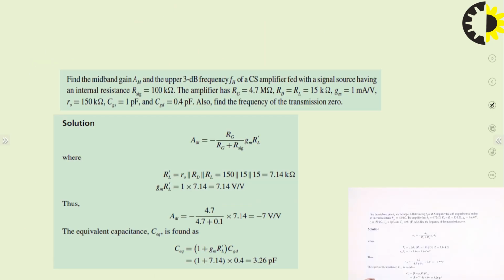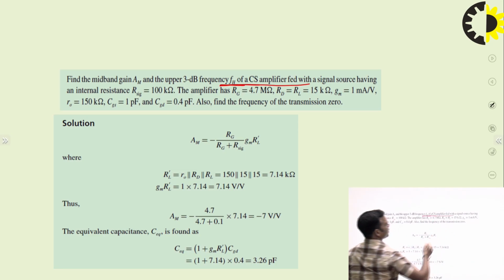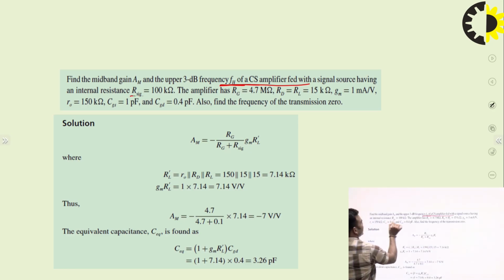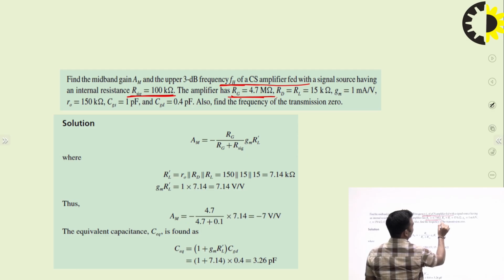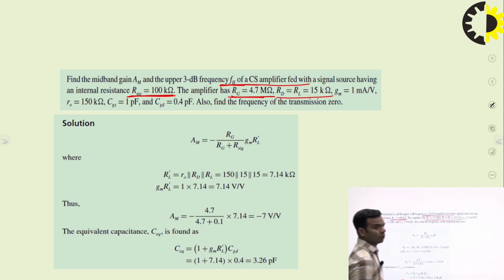So if you go through some numericals, they can be like this. Find the midband gain AM and the upper 3 dB frequency FH of a common source amplifier fed with a signal source having an internal resistance R signal equal to 100 kilo ohm. The amplifier has Rg equal to 4.7 mega ohm, Rd and Rl both equal to 15 kilo ohm.